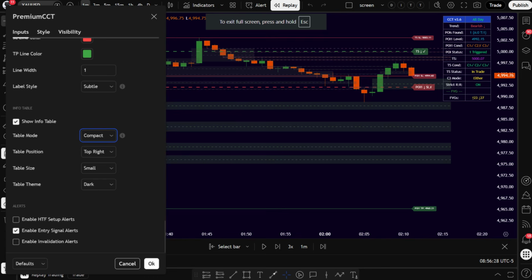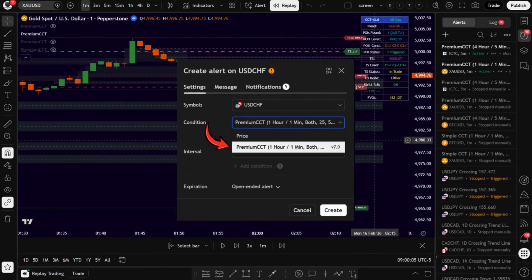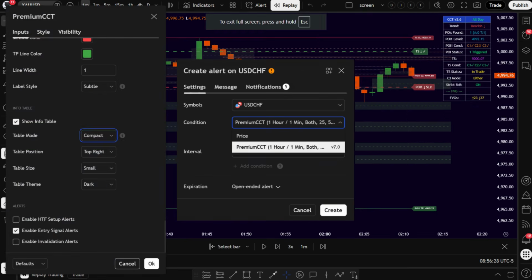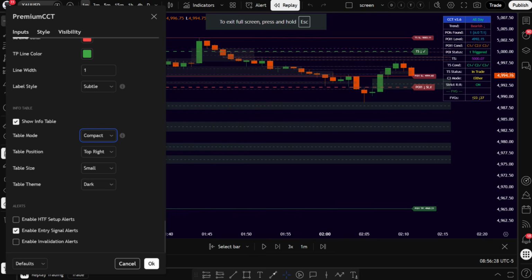To set up alerts in TradingView, click the alarm clock icon, set the condition to Premium CCT Indicator v3.6, and alerts will fire based on your enabled settings. Entry alerts include all the information you need. The message shows whether it's a POI entry or TS entry. The direction is buy or sell. The ticker symbol, entry price, take profit price, stop loss price, risk reward ratio, and whether you're using dynamic or fixed RR, take profit mode.